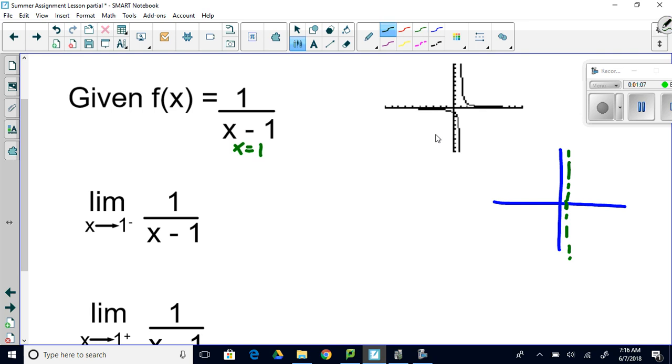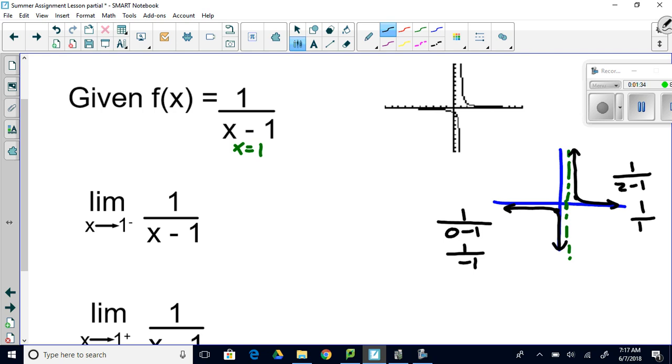And then I pick a random value. So if I want something below 1, so maybe 0, I know 1 divided by negative 1 is negative 1. So I know that graph goes kind of like that. And if I pick something greater than 1, maybe 2, I have 1 over 1, which is 1. So I know that's my graph right there.